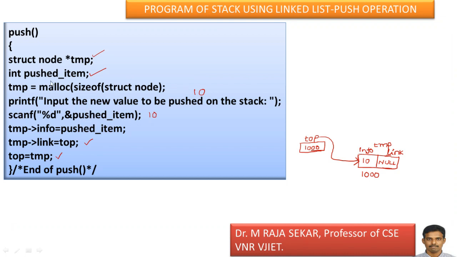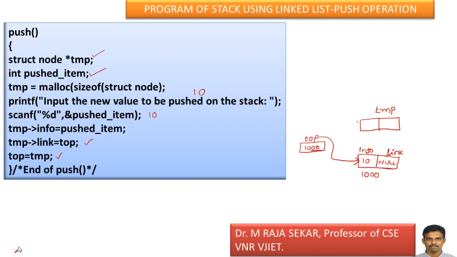struct node *tmp, int pushed_item. tmp = malloc(sizeof(struct node)). Again, what does it mean? Internally a node will be created, with the name tmp. Therefore, let me write tmp. Now, this cannot be tmp. The recently created node is tmp, isn't it? Let me remove this. Yes.